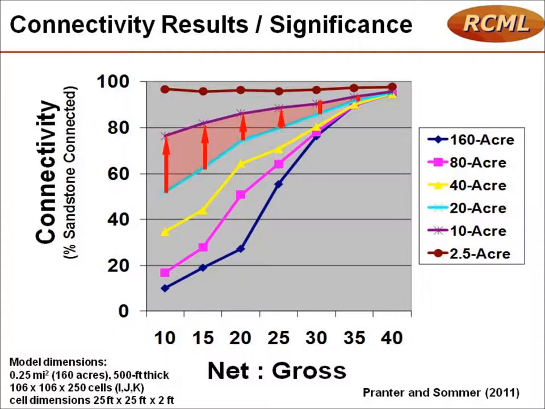And we look at this by well spacing, so all the way up to an academic 2.5-acre well spacing. Obviously, if we're putting that many wells, we basically show that everything's connected up. But a plot like this is useful for showing, for example, if we go from a 20-acre well spacing to a 10-acre well spacing, what's the improvement in overall connectivity by doing that?